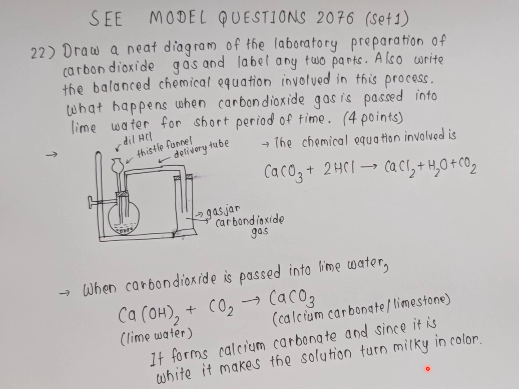You must keep in mind that if you allow this reaction to take longer, it will form calcium bicarbonate that is colorless. So make sure you are looking at the question properly. The reaction that we wrote is when the carbon dioxide is passed for a short period of time. If it's passed longer, you need to know the reaction where calcium carbonate reacts with carbon dioxide and water to form colorless calcium bicarbonate. Good luck.